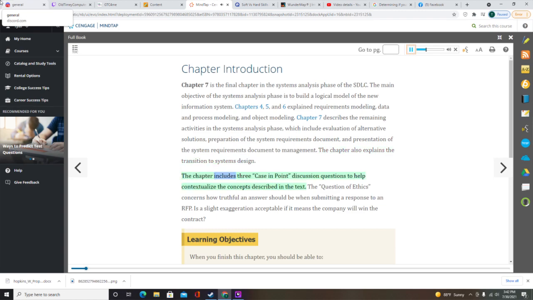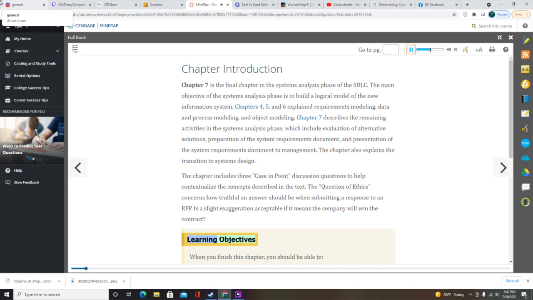The chapter includes 3 case-in-point discussion questions to help contextualize the concepts described in the text. The question of ethics concerns how truthful an answer should be when submitting a response to an RFP. Is a slight exaggeration acceptable if it means the company will win the contract?